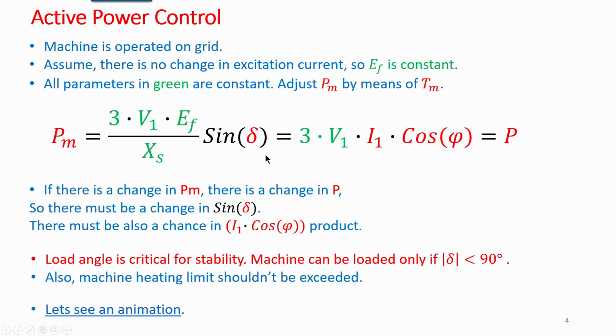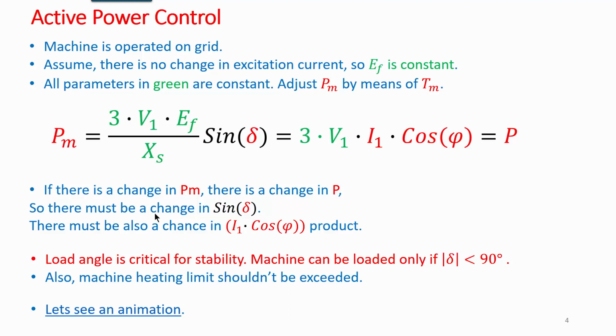Delta change is critical because delta is related with stability. Machine can be only loaded if delta is less than 90 degrees. There is a stability limit. Also, there is a machine heating limit. That limit shouldn't be exceeded.